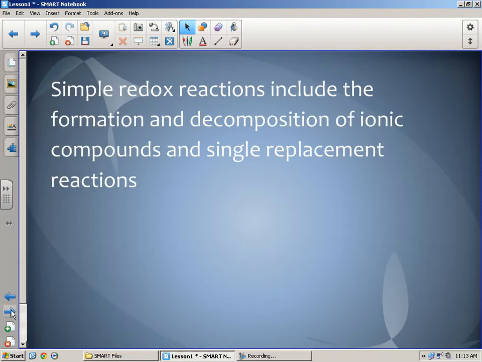Good. Simple redox reactions include formation, decomp, and single replacement. We looked at a couple of those so far, but we're going to write these out again. Simple redox reactions include formation, decomp, and single replacement of ionic compounds.